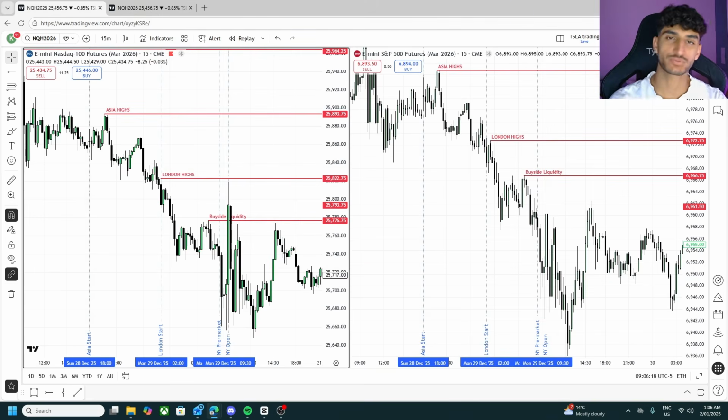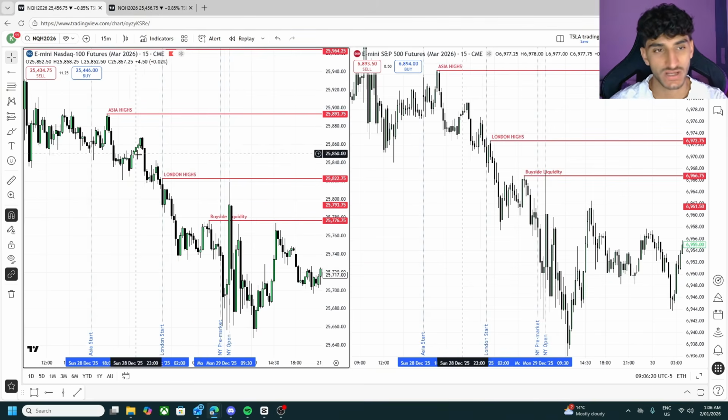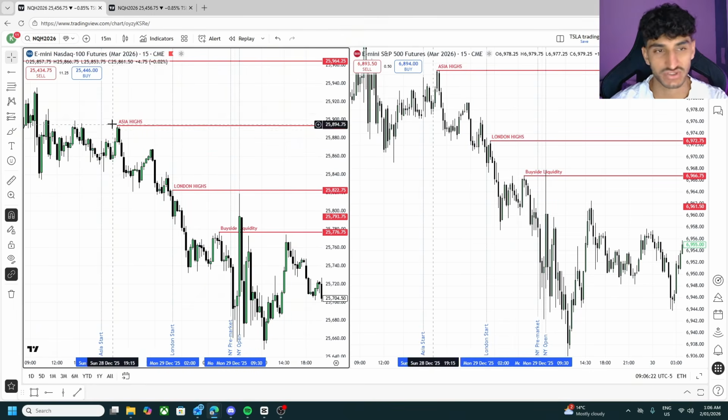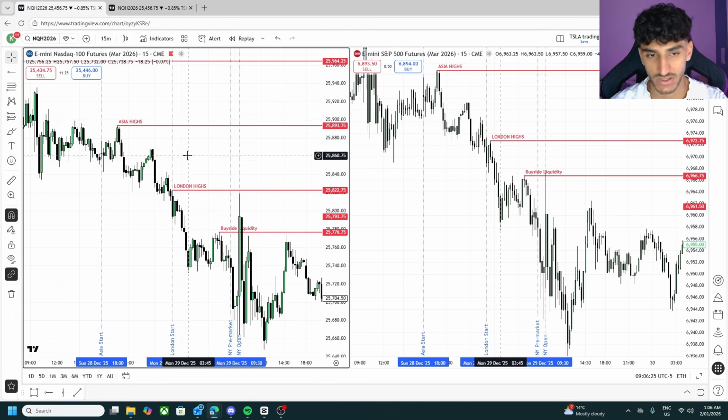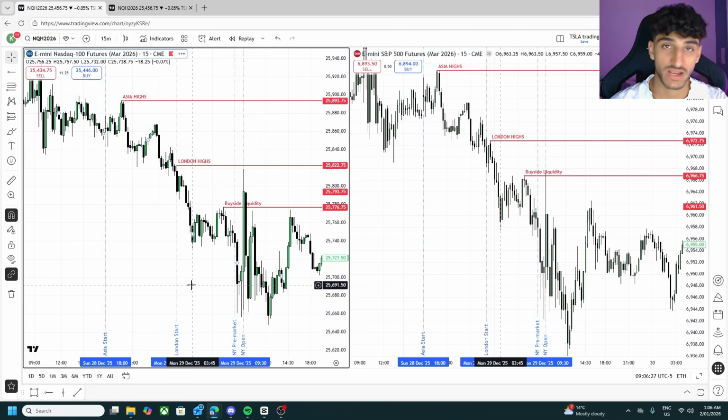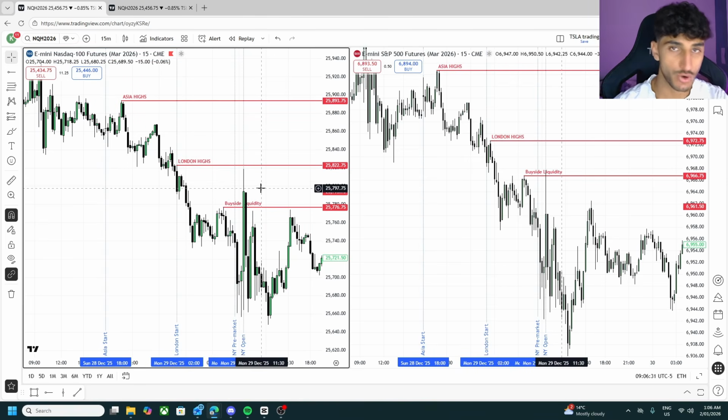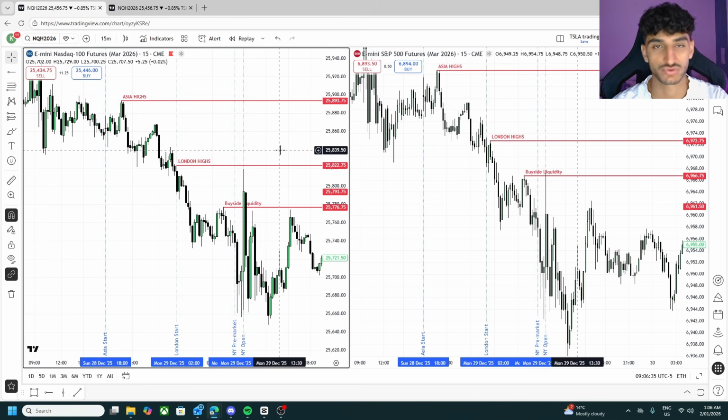So the first thing that I do before even entering the New York session is mark up all the key levels such as Asia highs, Asia lows, London highs, London lows, previous day high, previous day low. And the reason I do this is because in New York session, as soon as it opens, I want to see a sweep of either one of these liquidity levels or liquidity pools.